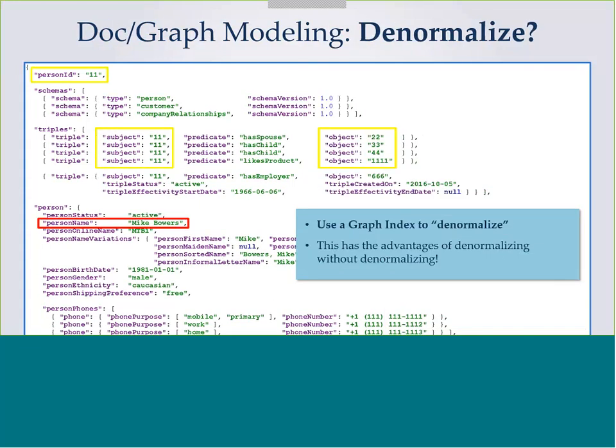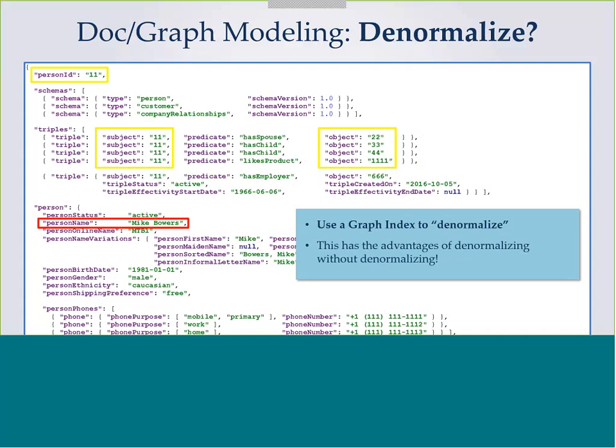You denormalize if you want to. You don't have to, but you can use graph to denormalize. The triple concept is stored in indexes in these databases. So there's what they call a triple index. And the triple index is a powerful tool for denormalizing. You put any data you want to share between entities. For example, a person's name is a piece of data you would share between all kinds of things.